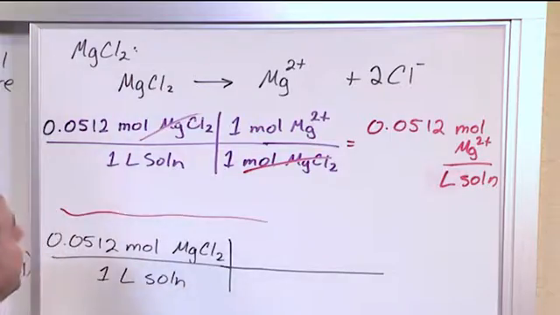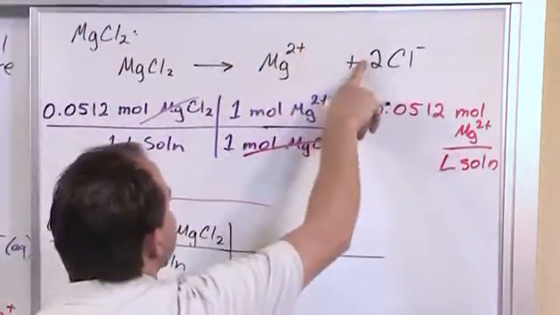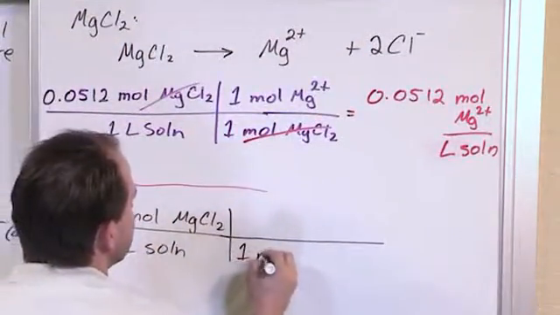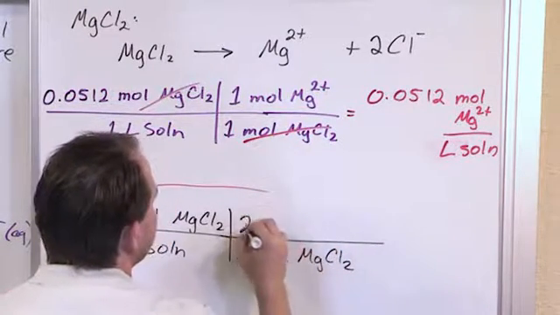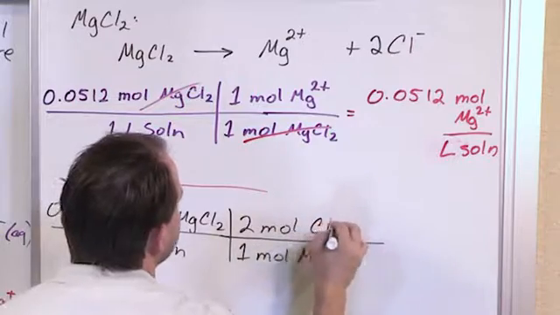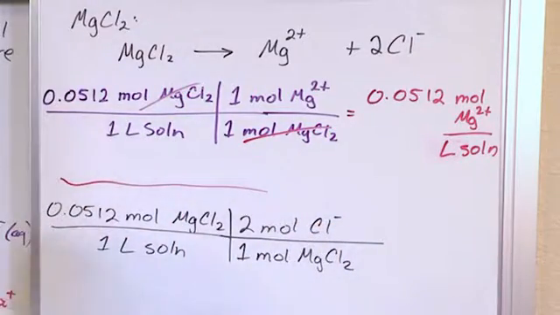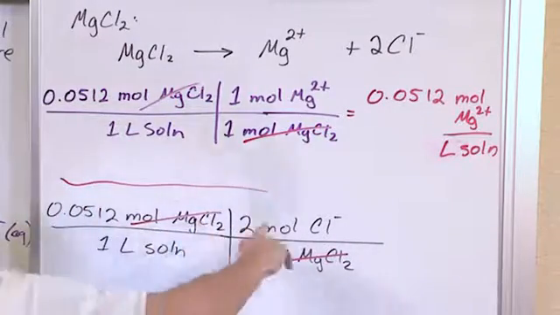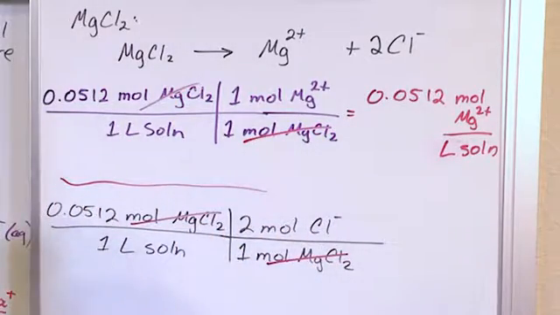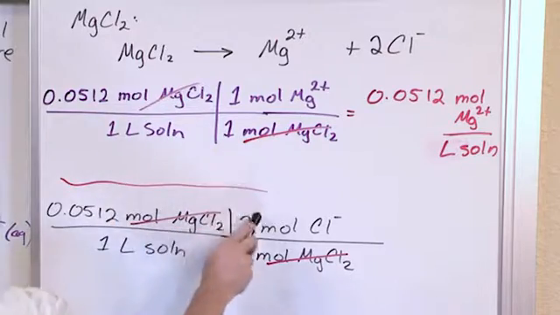Okay? And we know that for every mole of this, we get 2 moles of the chlorine ion. So 1 mole of MgCl2, we get 2 moles of chlorine ions. Don't let this slip by, because this is actually going to be a little bit different than what we had before. Make sure you set it up in a way that cancels everything, because now we have 0.0512 times 2.